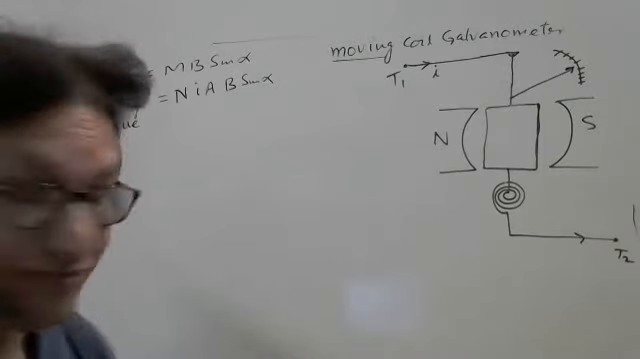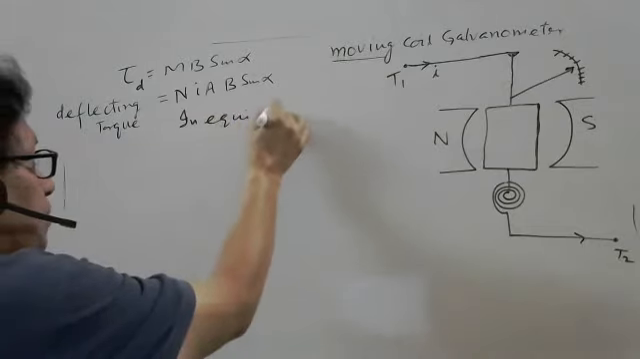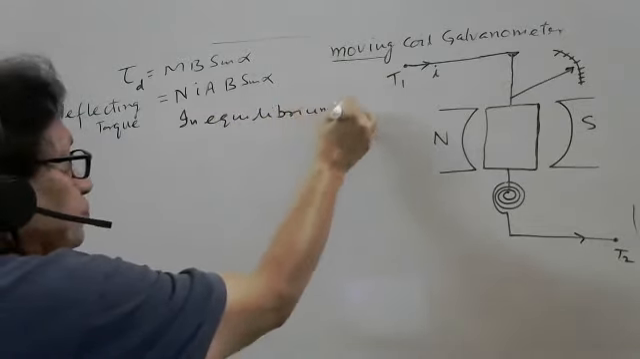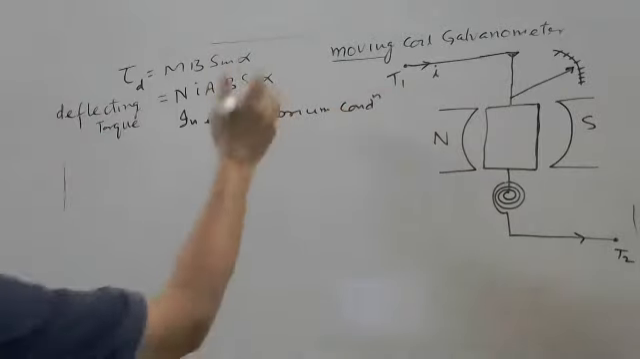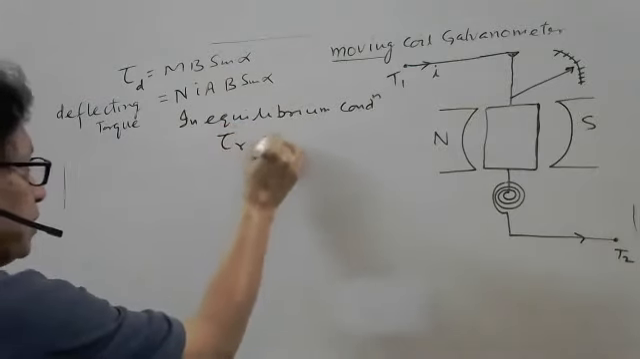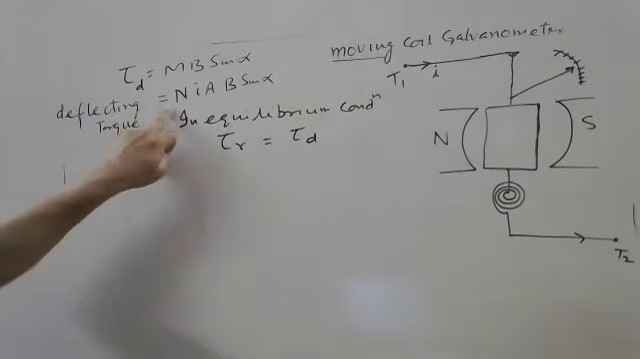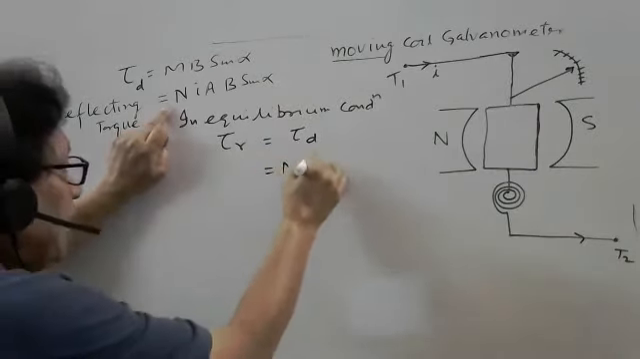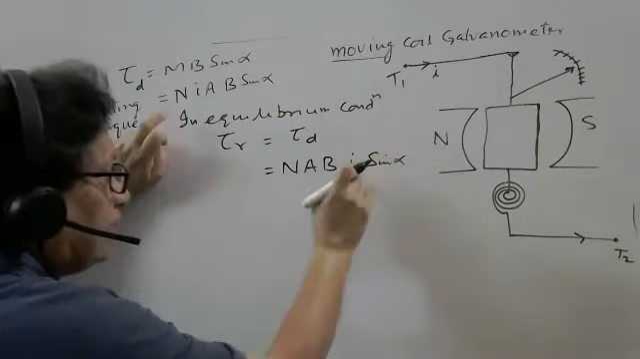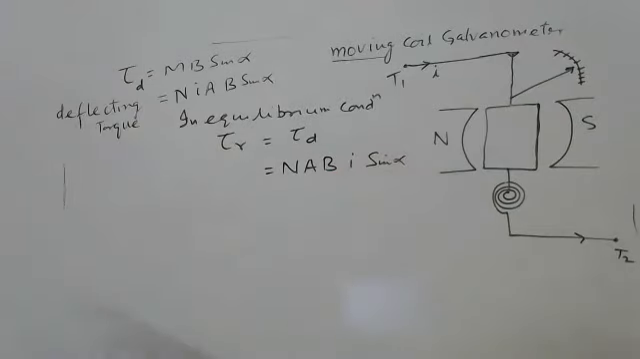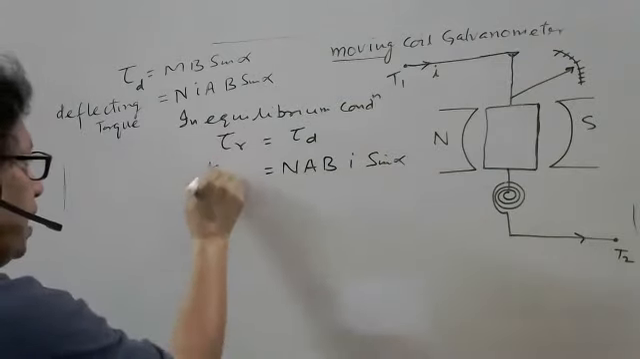We can measure it. So you can say in equilibrium condition, both the torques are equal and opposite. Restoring torque is just equal to the deflecting torque. Deflecting torque here is N I A B sin alpha. I am writing I and alpha like this because these two are variable quantities here. And restoring torque is K theta.